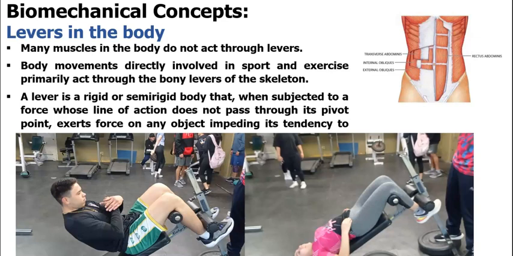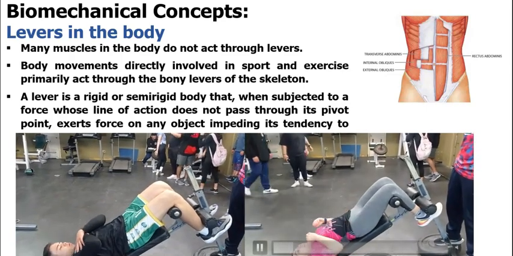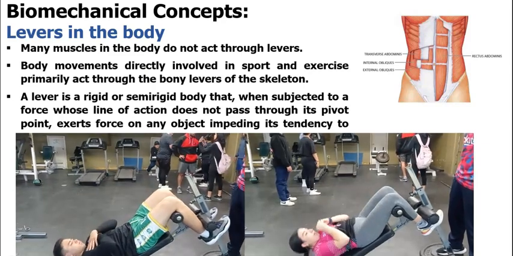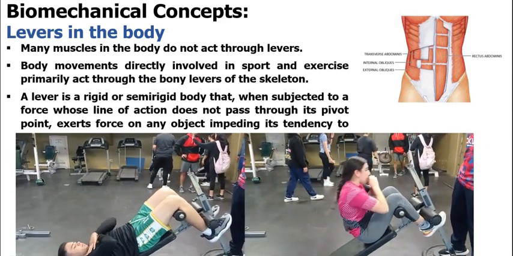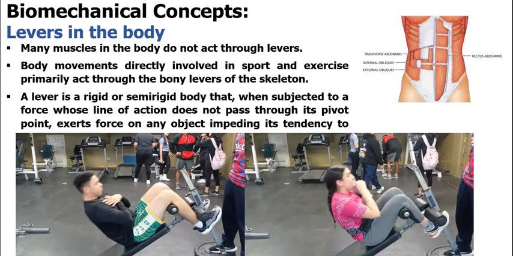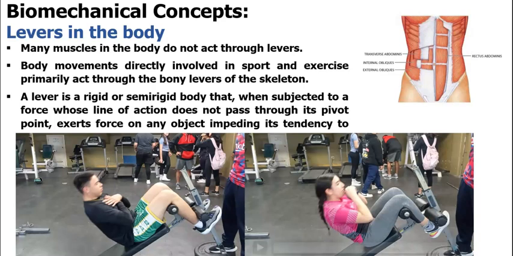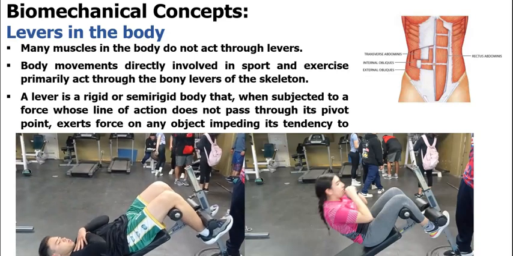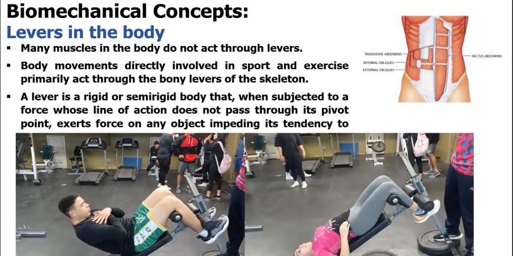The book focuses on the first class, the second class, and the third class. Basically, many muscles in the body do not act through levers, but body movements directly involved in sport and exercise primarily act through the bony levers of the skeleton. And a lever is a rigid or semi-rigid body subject to a force whose line of action does not pass through its pivot point, except for any object impeding its tendency. So we are going to analyze this here.